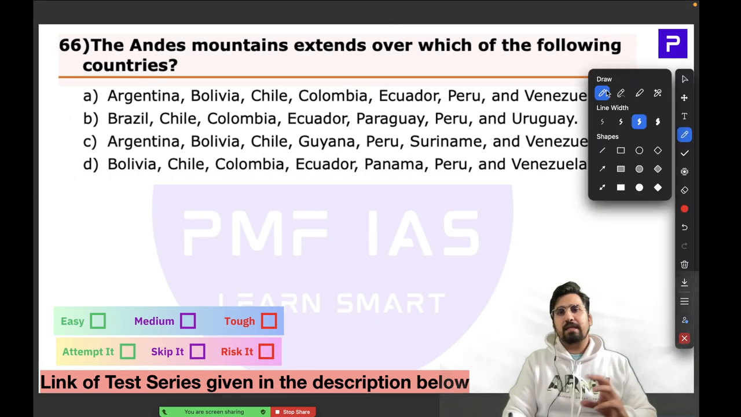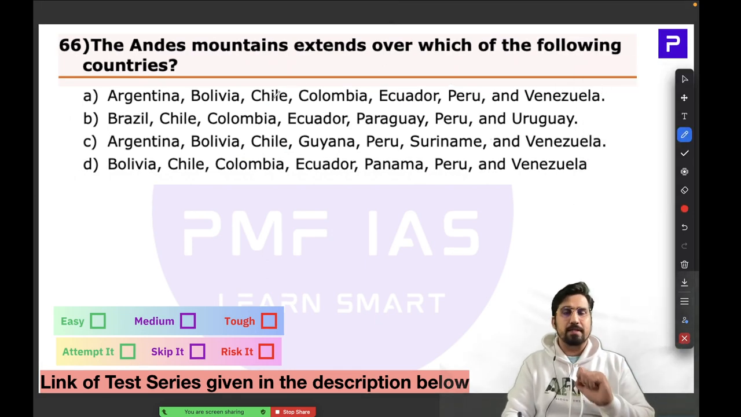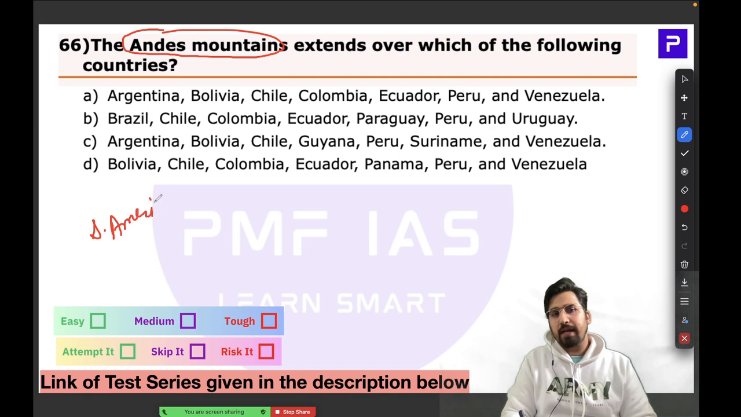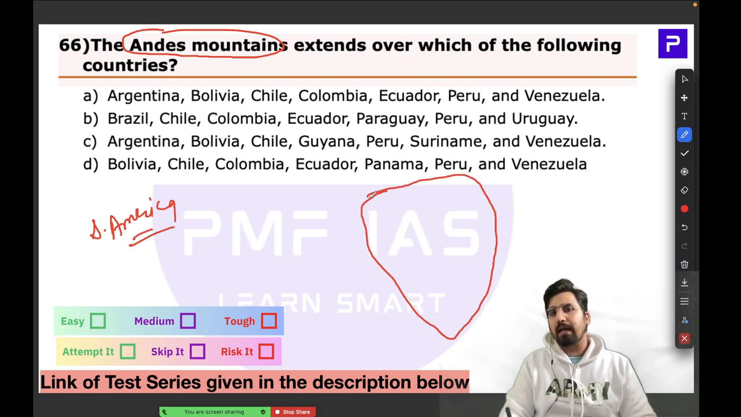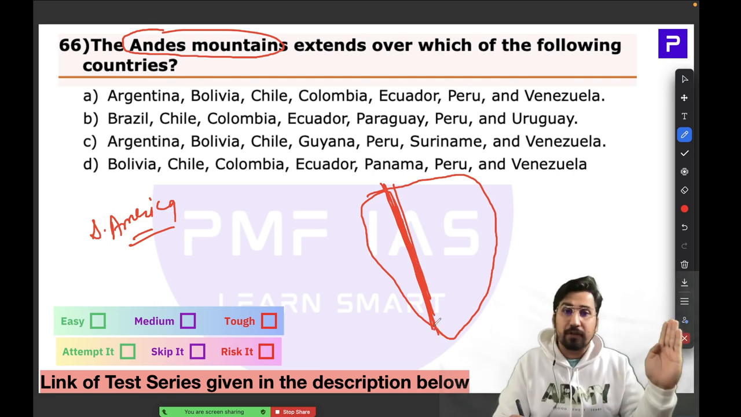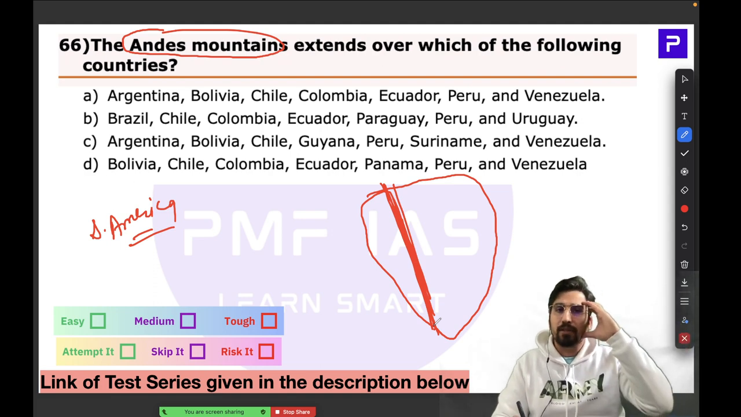Question 66 is, I would say, more of a common sense question. We all have heard of the Andes Mountains, right? You think of South America, you think of the Andes Mountains. Even if I make a very layman diagram of South America, I know where this is, because I have seen it so many times on the map. We know that the Andes Mountains lie on the western side of South America, right? At least you have this much information.